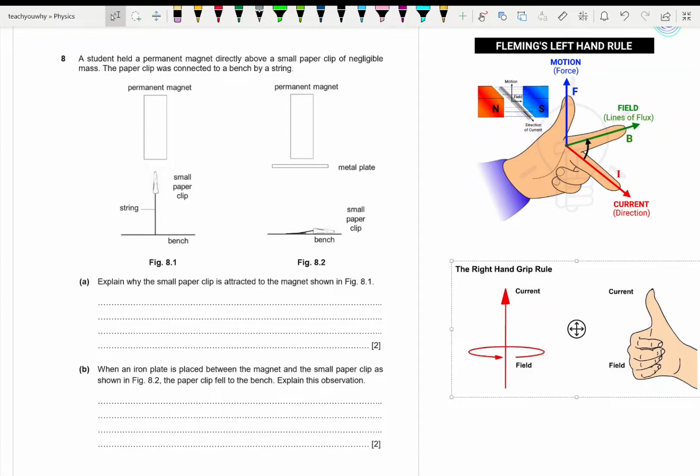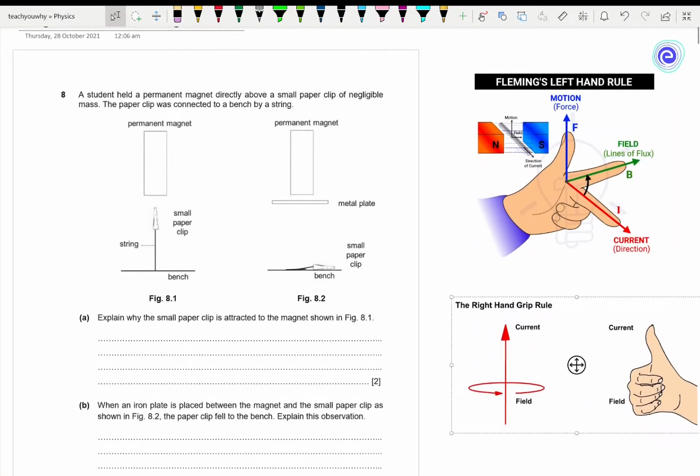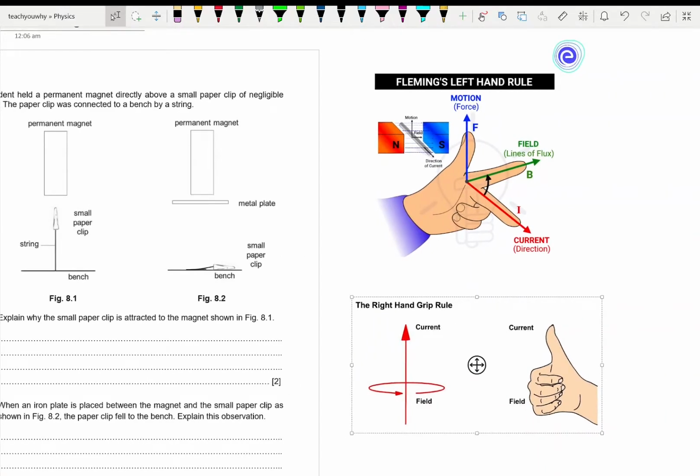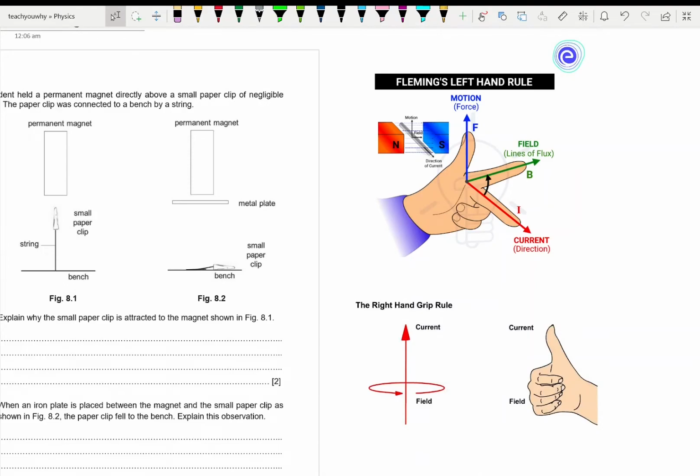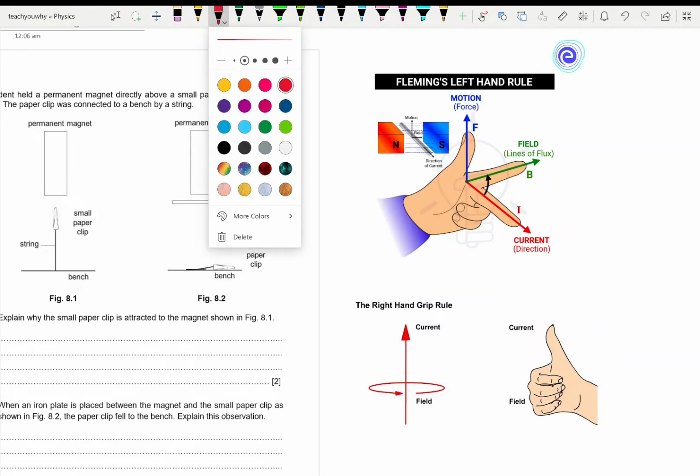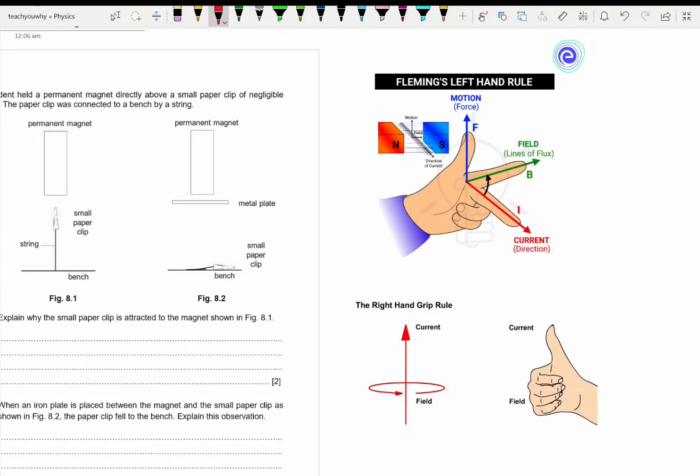Okay, so essentially electromagnetism, there's two main things that you need to learn. I won't go into too much of the details, but essentially what you need to learn is your two hand rule. And what are the two hand rules? First is your Fleming left hand rule, and next is your right hand grip rule. Okay, so let me just touch a few pointers on what Fleming left hand rule does and what right hand grip rule does.